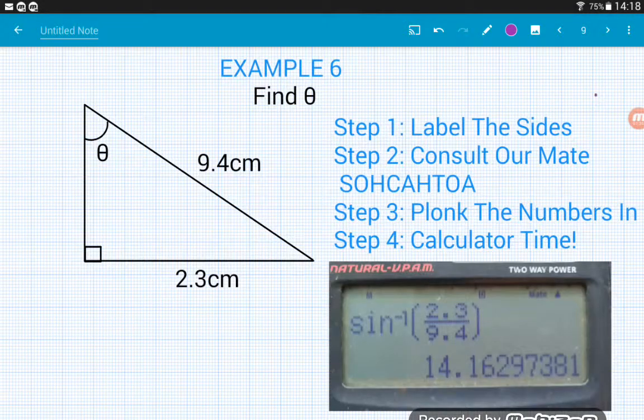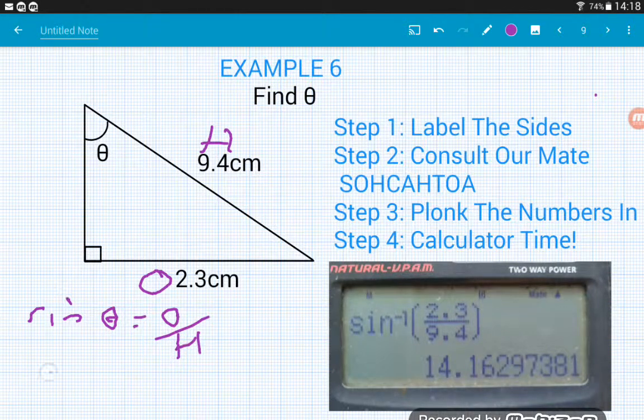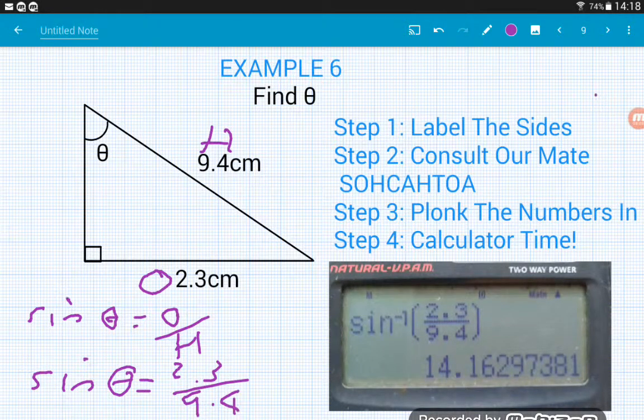Okay, one more. So, label our sides. So we got the opposite down here, and we got the hypotenuse up here. So, yes it is, SOH. So again, SOH tells us sine theta is equal to the opposite divided by the hypotenuse. So here, sine theta is equal to 2.3 divided by 9.4. So we take the inverse sine of 2.3 over 9.4, and we get 14.16 degrees.